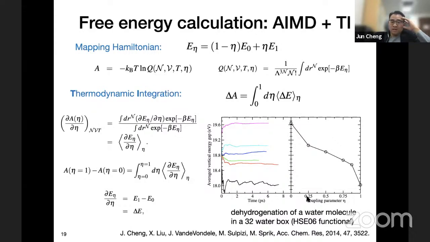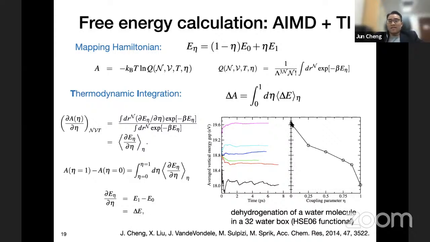We need to construct a thermodynamic path transforming a state from the initial state to the final state. Along this thermodynamic path, we basically need to calculate the force. Along this free energy curve, the force, I won't explain this, but the force is basically associated with these vertical energies. That's for an electron insertion process, that's really the vertical energy levels I just pointed out in the last slide.